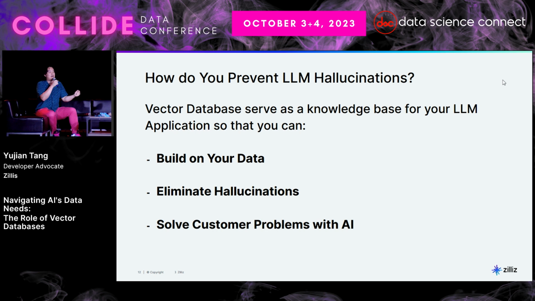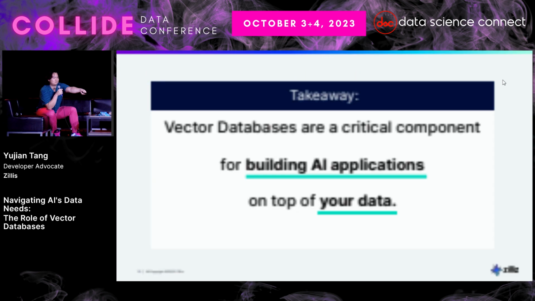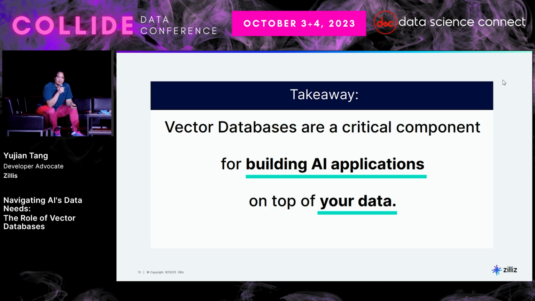So you can use vector databases to build on your data, to eliminate hallucinations, and to solve customer problems with AI. So the takeaway I want you to get from this is vector databases are a critical component for building AI applications on top of your data.